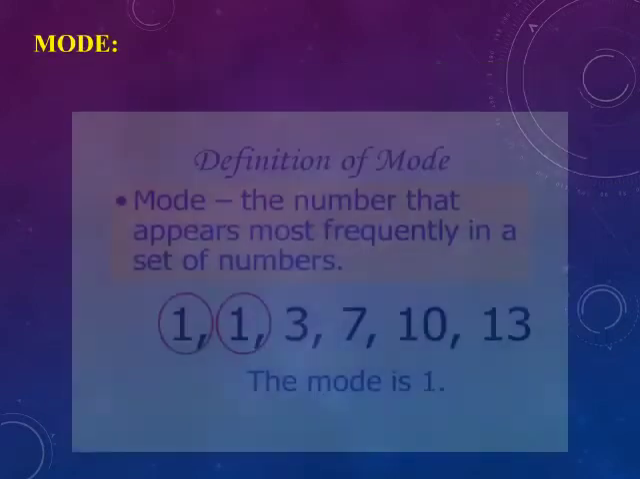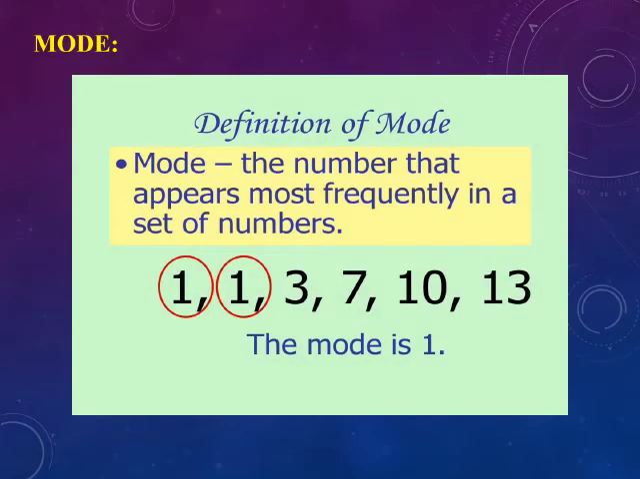Mode. Mode is the most frequently occurring digit. Here 1, 1, 3, 7, 10 and 13 are the observations. Here 1 is repeated 2 times, so the most repeated number is 1. So the mode value is 1.